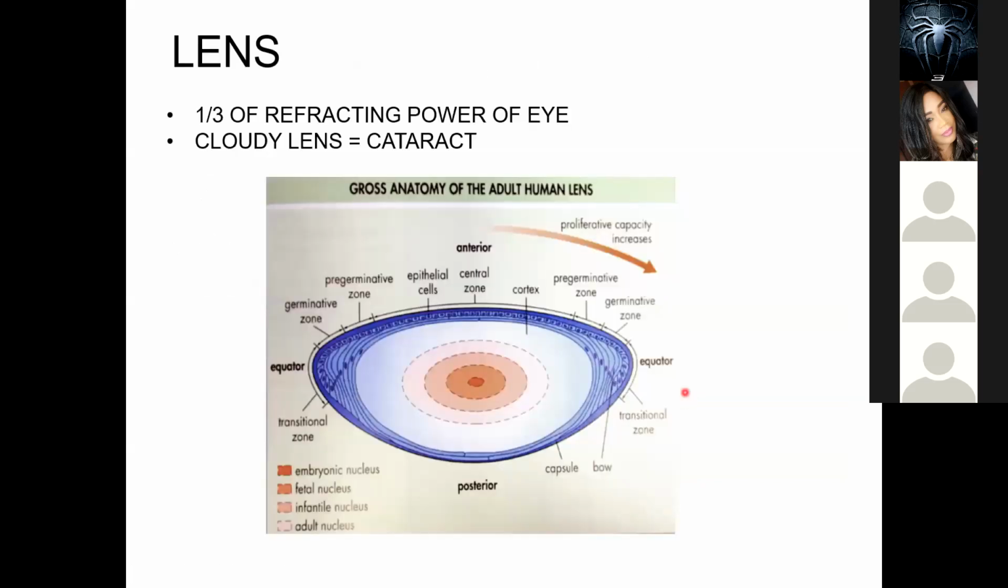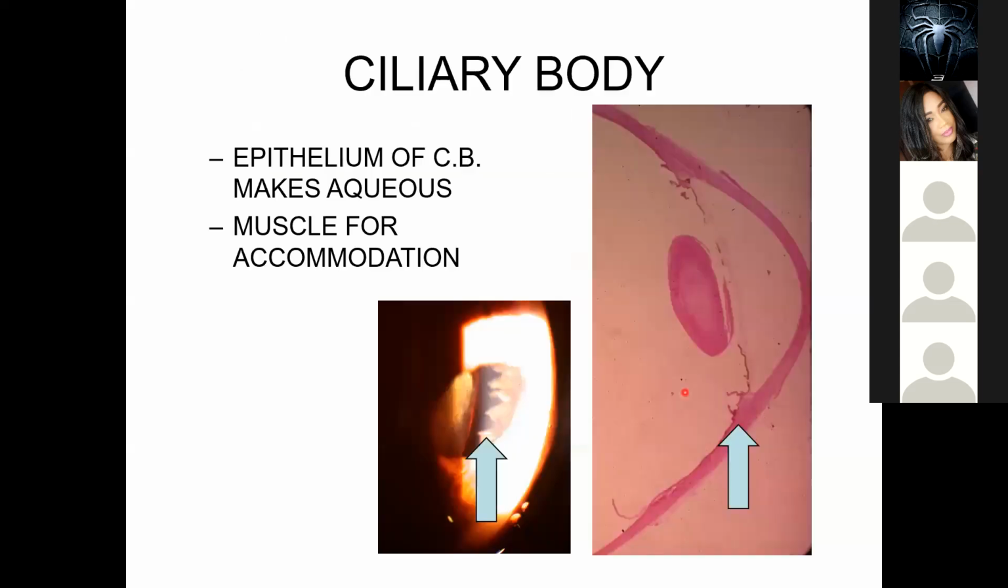So the remaining 1/3 refractive power of the eye is given by the lens. So even though the lens is what helps us to see, it gives us only 1/3 of the refractive power, but the importance will come when we are looking at cataract.